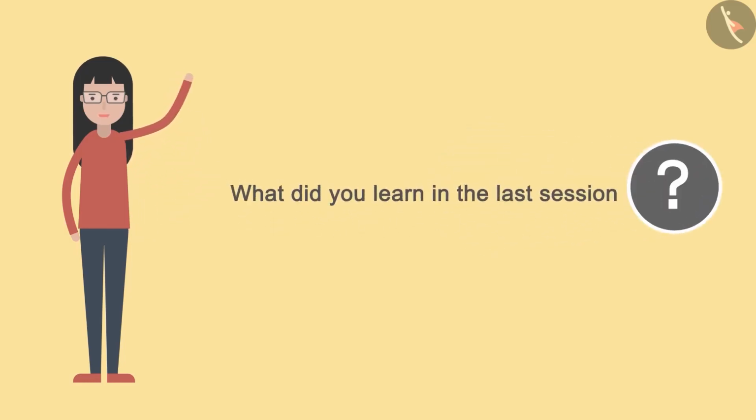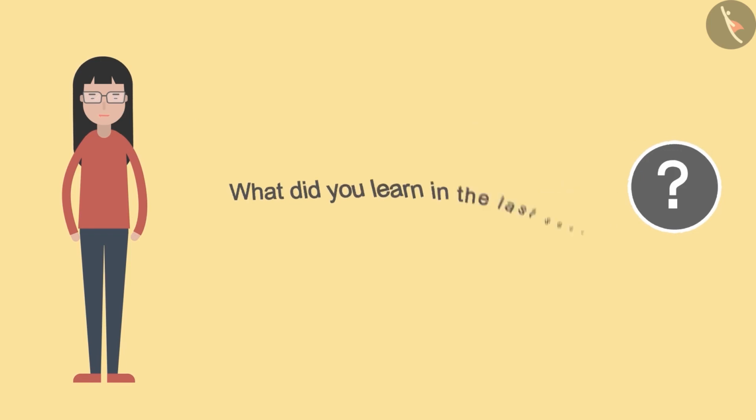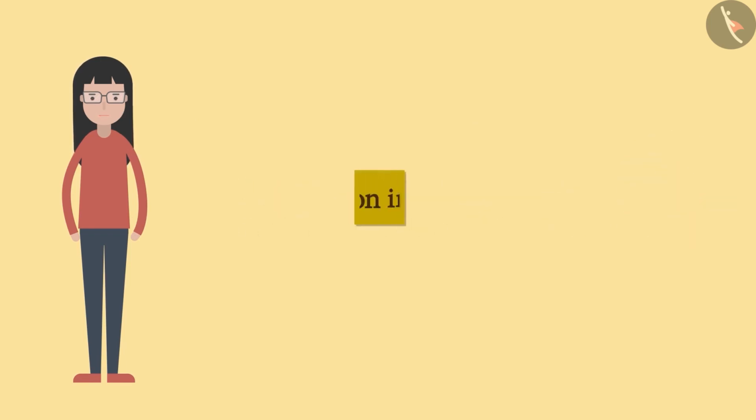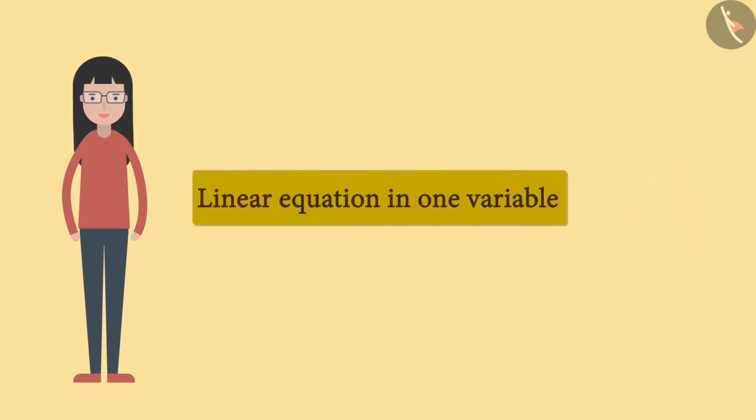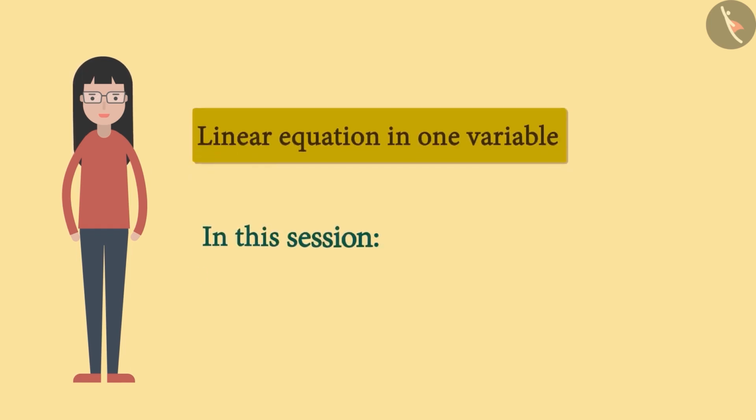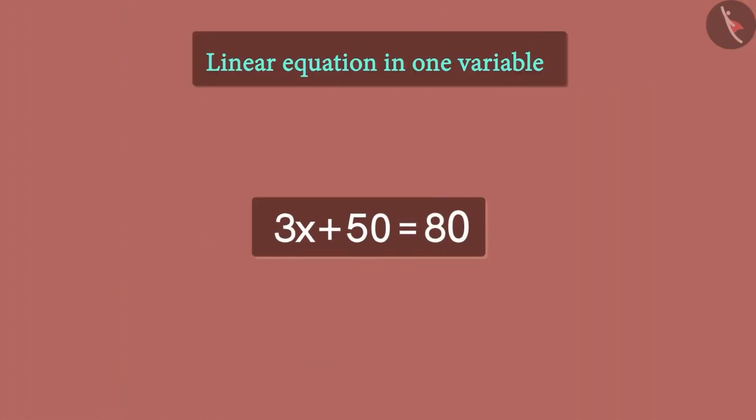Do you remember what we learned in our last session? Absolutely correct. We learned how to make a linear equation with one variable. Children, in this session, let's see how to solve linear equations with one variable. Look at this equation. We saw this equation in our last session. Now, let us try to find the value of x in this equation.